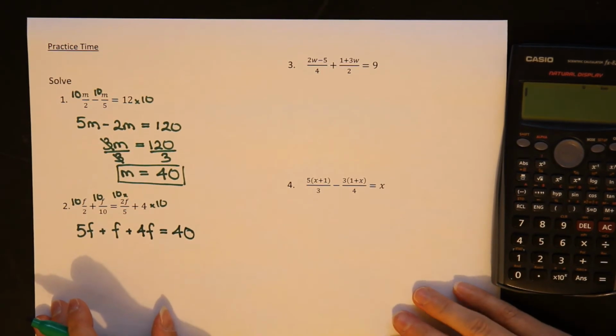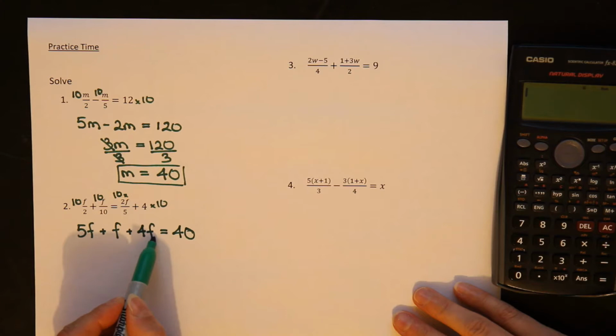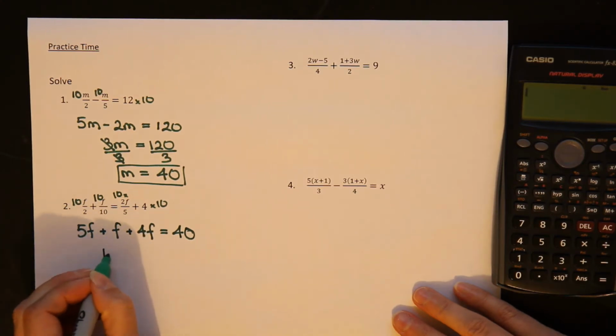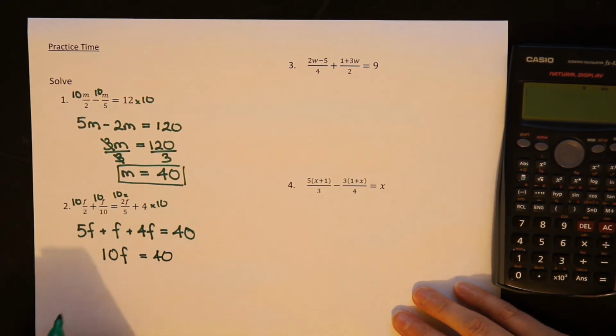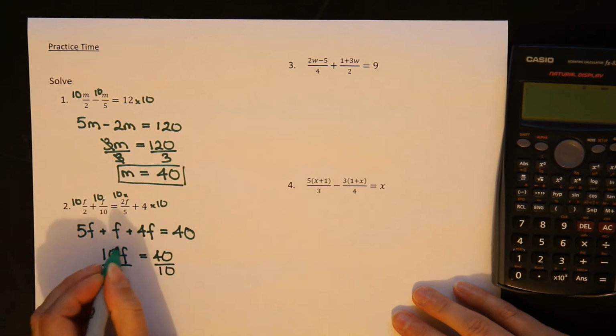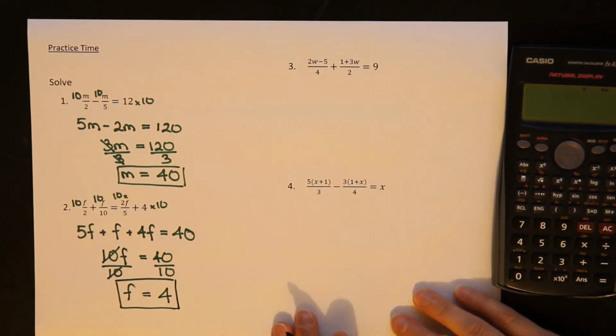So we have 3 terms there that we can add together. 5f plus another 4f. 5 plus 4 is 9, plus another 1 is 10f, is equal to 40. So I just need to divide by 10 on both sides to find out that f is equal to 4. Done.